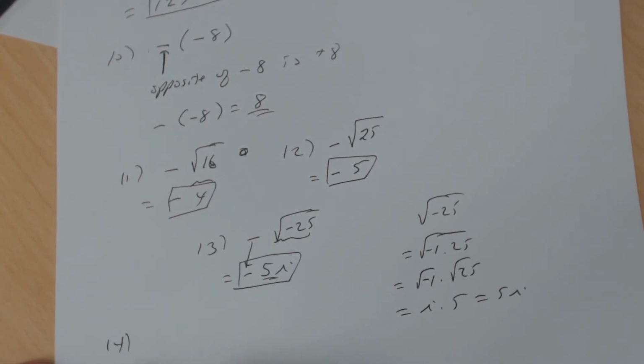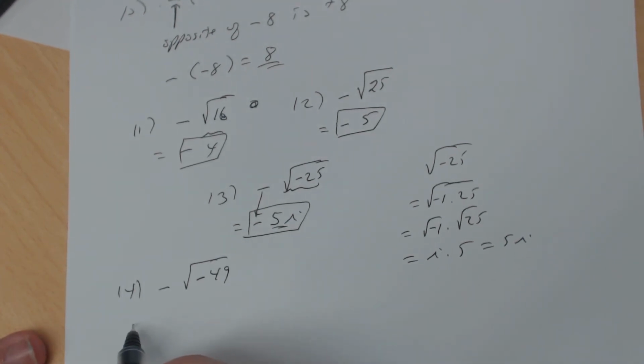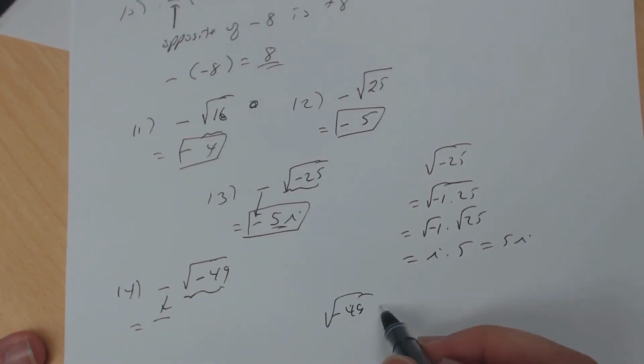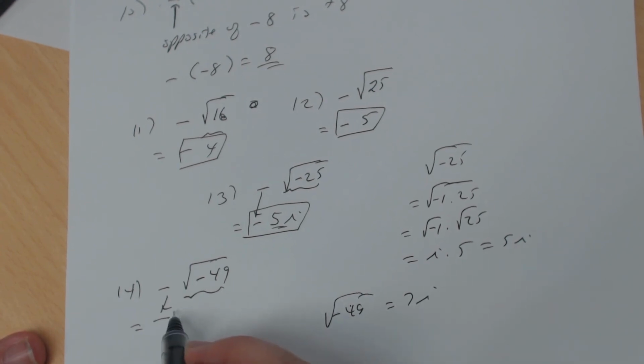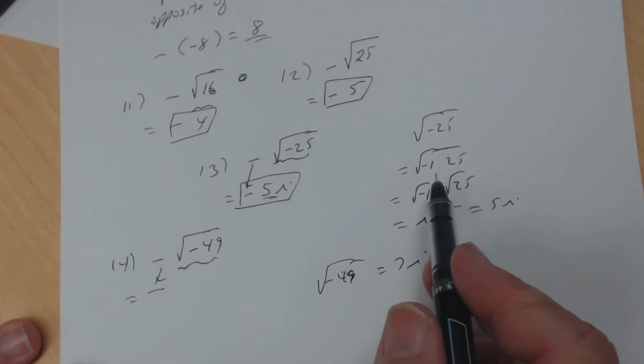All right, 14, real quick. Suppose you had this, negative square root of negative 49. So you know that your answer is going to be a negative, and the square root of negative 49, some of you know, is 7i. If you know 7i, then you write it. So it'll be minus 7i. But if you can't figure it out right away, then do this part right here.